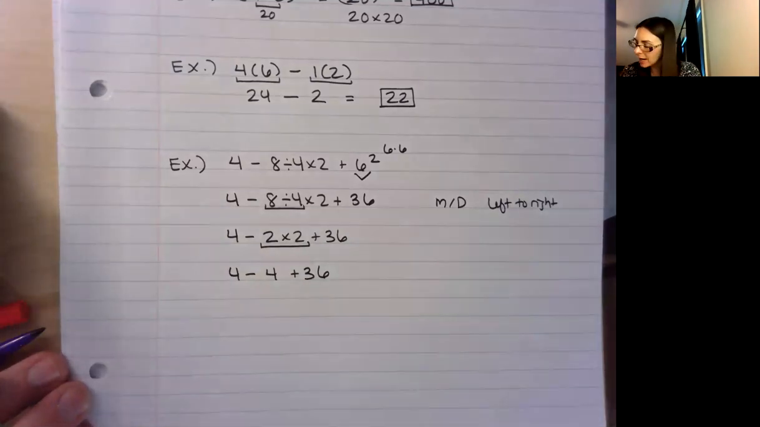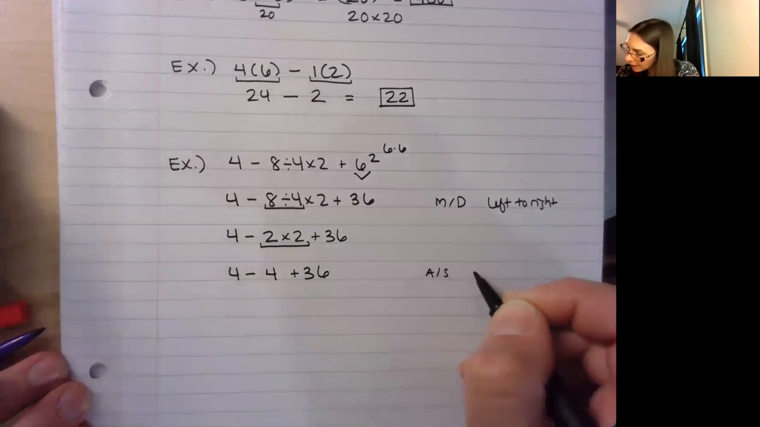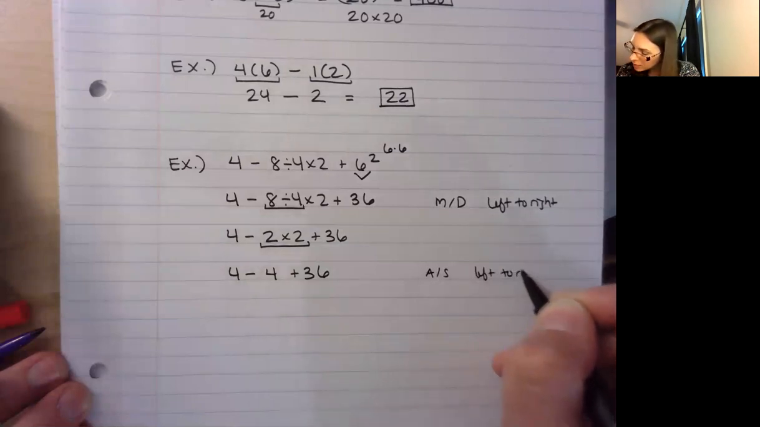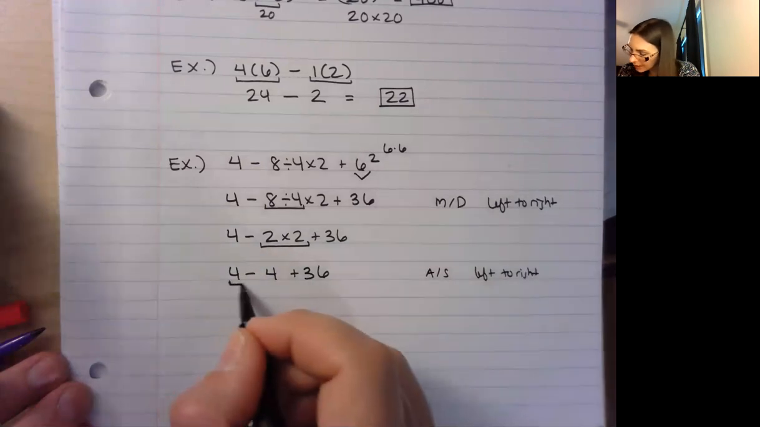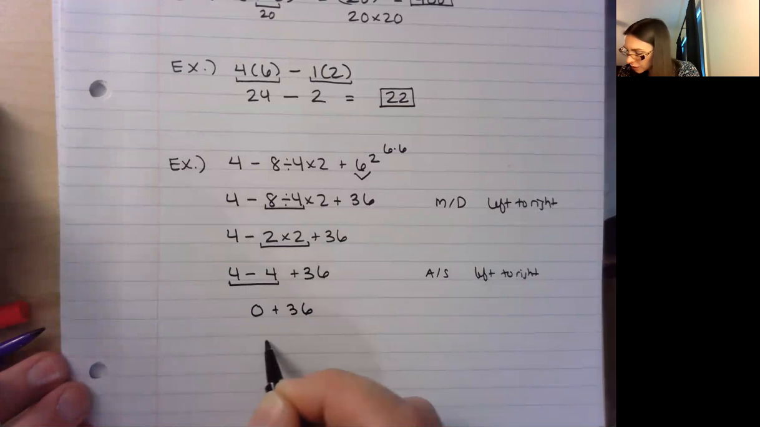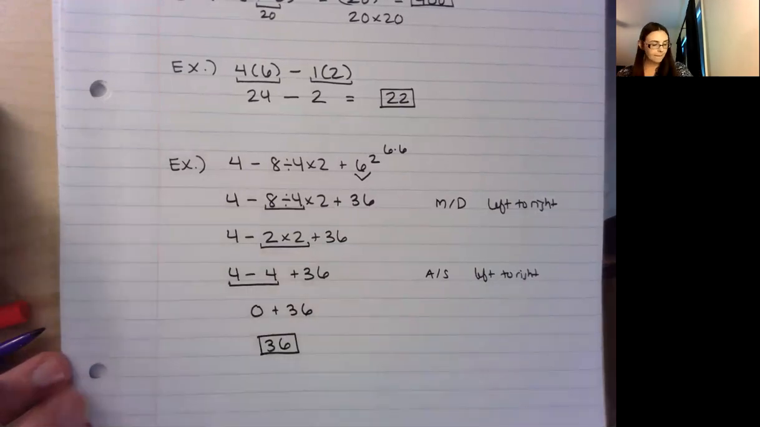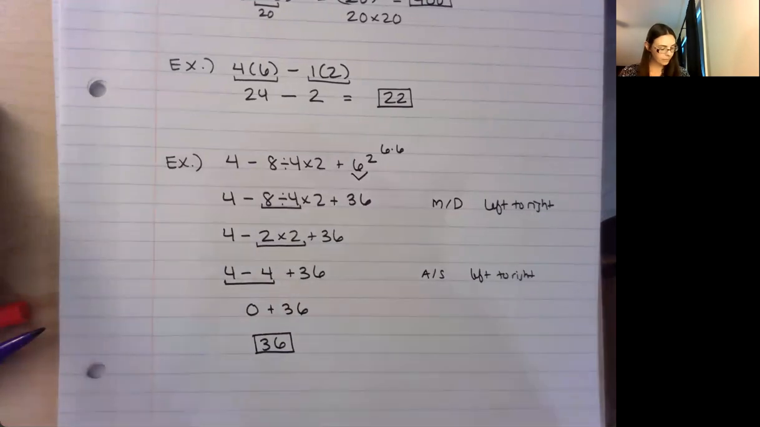Now, again, I have subtraction and addition, but just like before, adding and subtracting, you have to work left to right. So I do the subtraction first, I get 0, and then 0 plus 36 is finally just 36. All right, I'm going to do just a couple more examples with you, because these are good to practice.